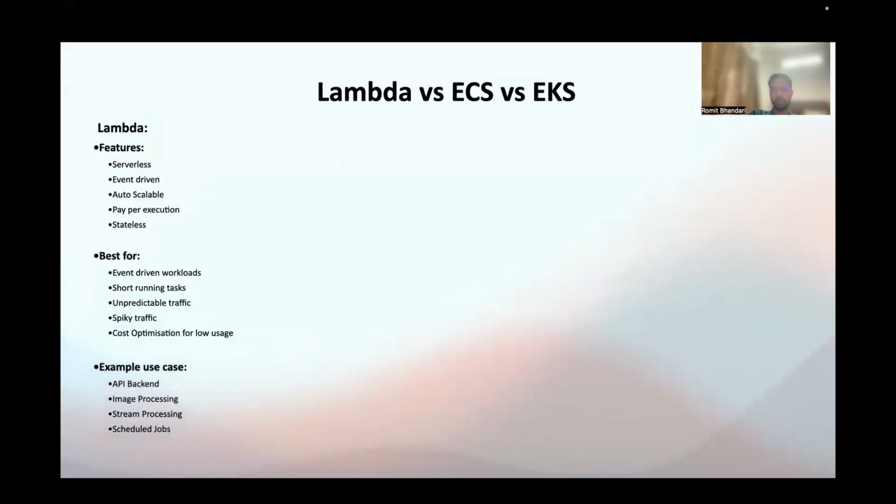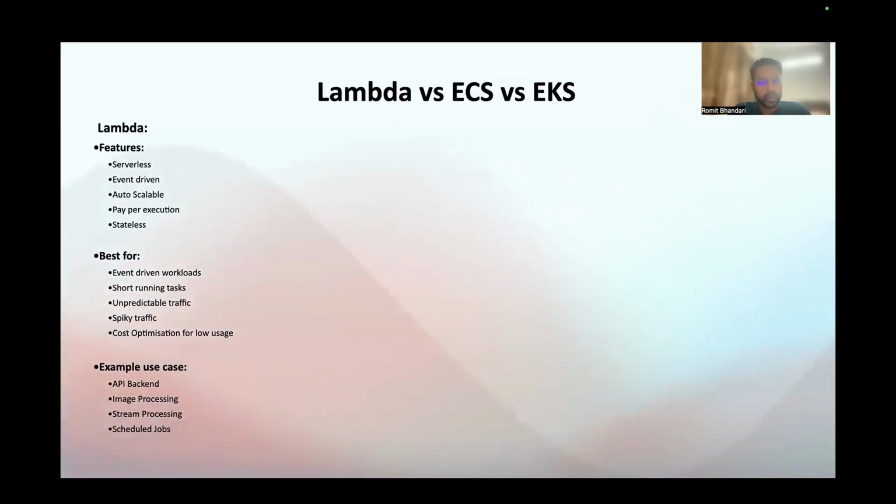Okay, at Lambda versus ECS versus EKS, we wanted to also compare the different compute services for us to know where the particular compute services is best used for, where it is not. So Lambda, feature wise, we know it is serverless, event driven, auto scalable, pay per execution, and it is stateless, right?